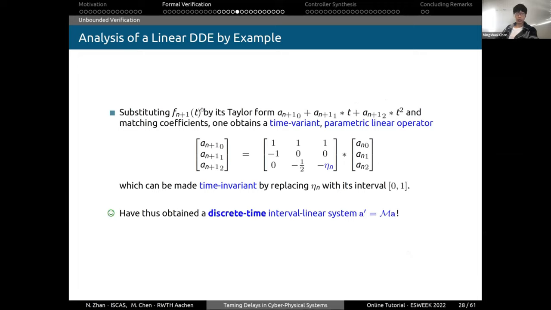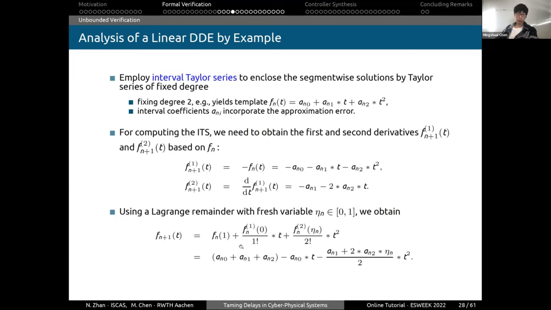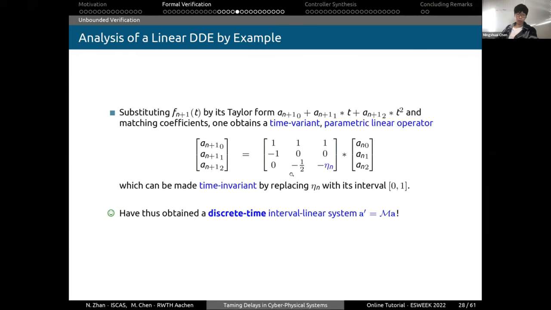So it has to follow the same template in this form. Now by doing a coefficient matching, so basically we match this template polynomial with the one that we computed here, their coefficients have to be identical. And then we get a system in this form. So it says that the coefficients, which are intervals, are dependent on the coefficients at the segment n, all right? And this is a matrix where we have this eta n, which encodes the approximation error. This is a time-variant parametric linear operator in discrete time. And time here is modeled by n, n plus one, and so on.